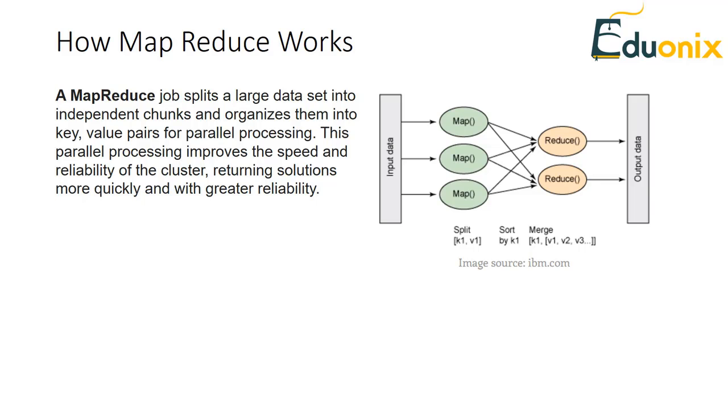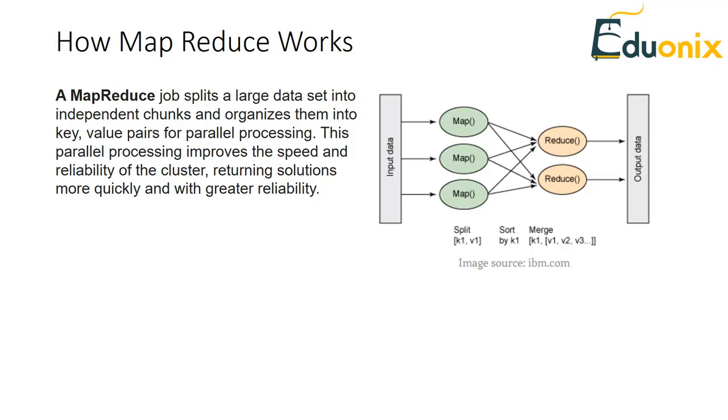During a MapReduce job, Hadoop sends the map and reduce tasks to the appropriate servers in the cluster. The MapReduce framework operates on key-value pairs. That is, the framework views the input to the job as a set of key and value pairs and produces a set of key-value pairs as the output of the job finally. And the result output could be in a different format.